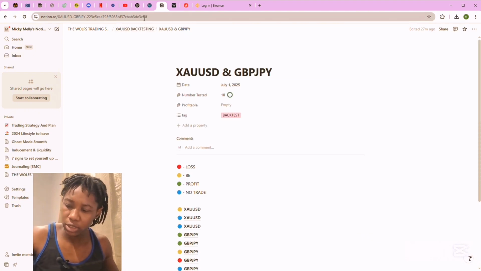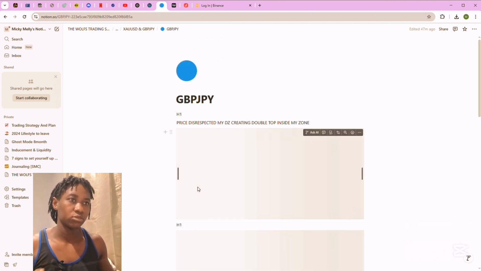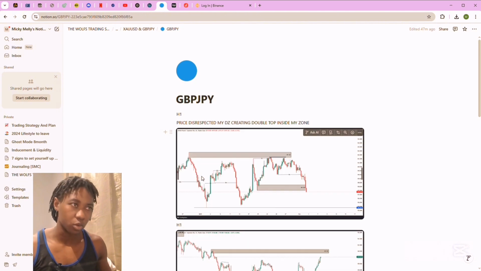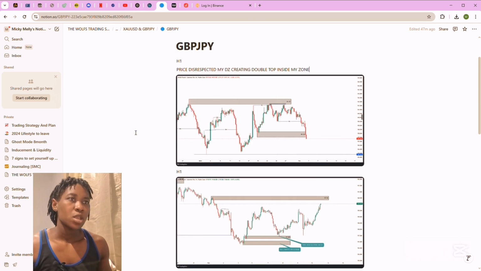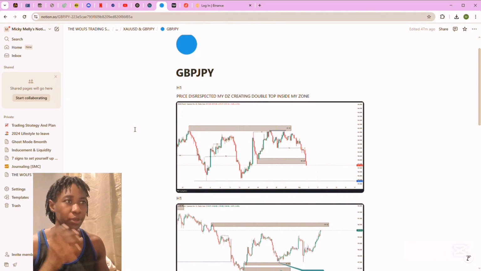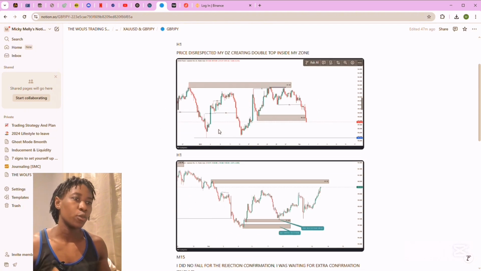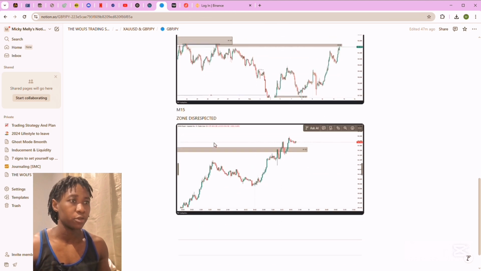Let's move to the next trade. The next trade. Yeah. 3 more trades to go. So this was, I didn't take, the blue means no trade. So price disrespected my demand zone, creating a double top inside my zone. So you won't understand unless I show you the real move.